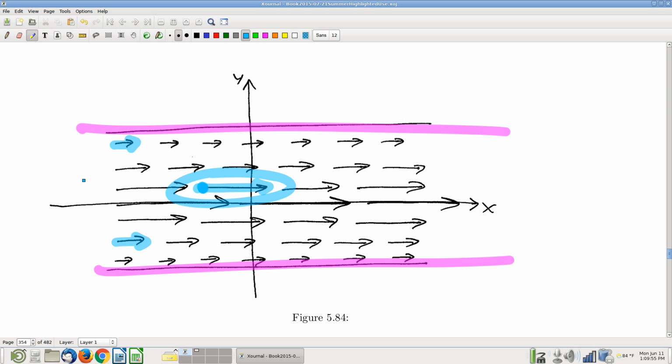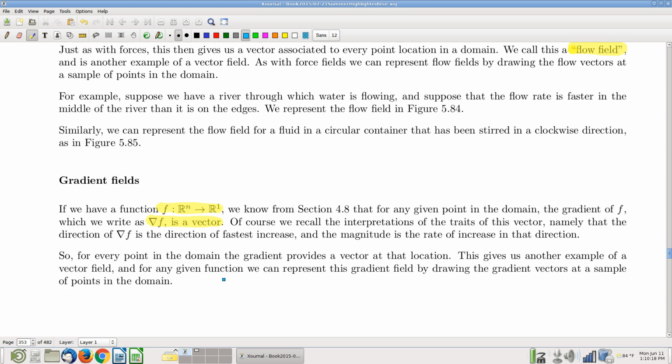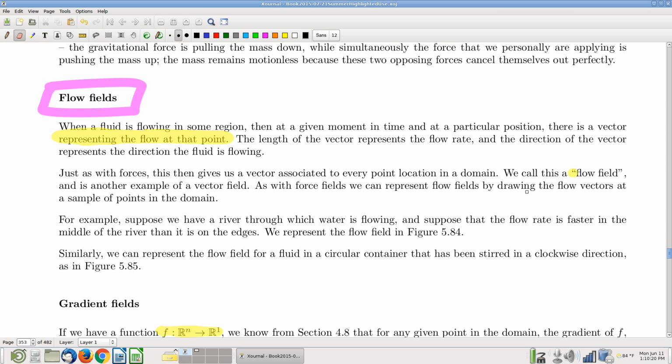Now here the vector doesn't represent a force. Here the vector represents a fluid velocity, not to be confused with a force. Nevertheless, we have the same kind of picture. We have the same little mathematical construction. If you give me a point, then there's a corresponding vector. So it's still a vector field. It's just a vector field that comes from a different physical example. So vector fields that come from the flows of fluids I like to call flow fields, analogous to force fields.